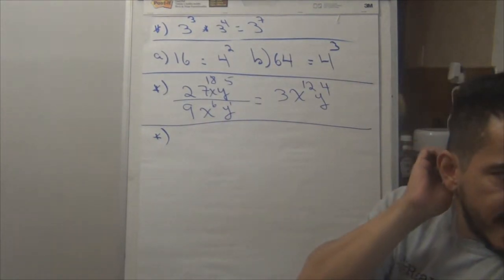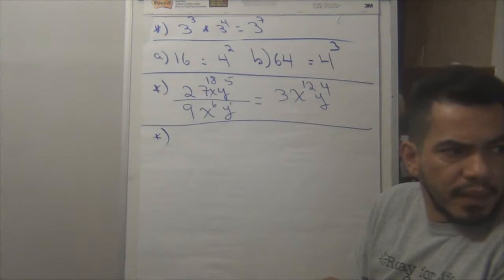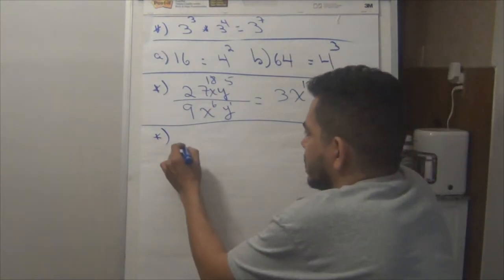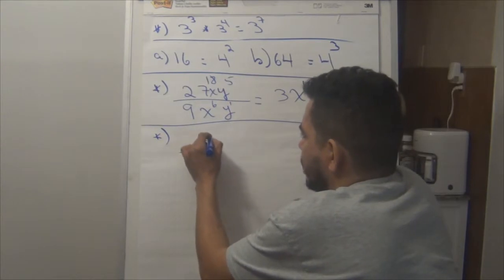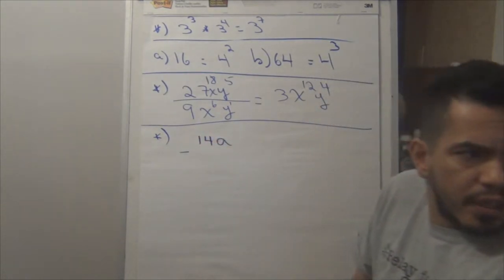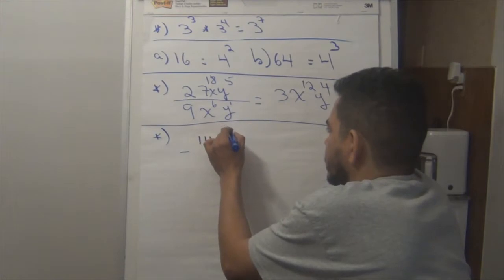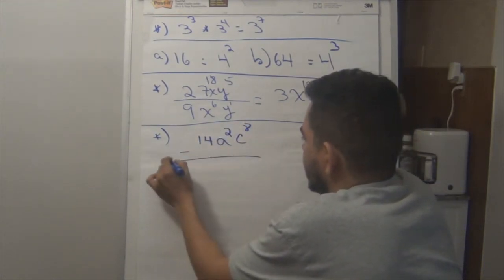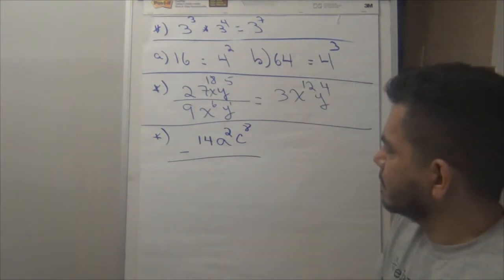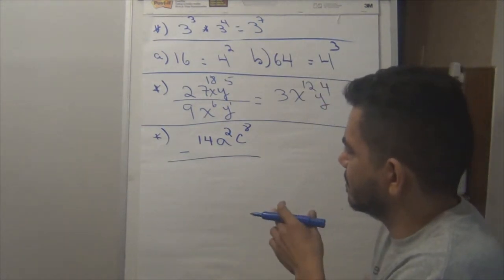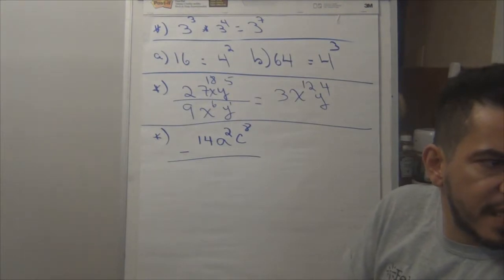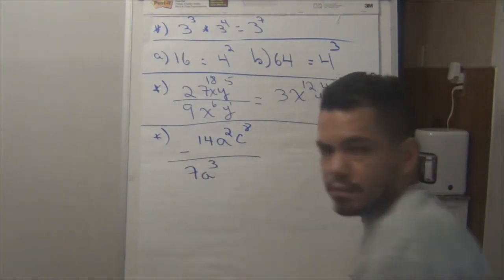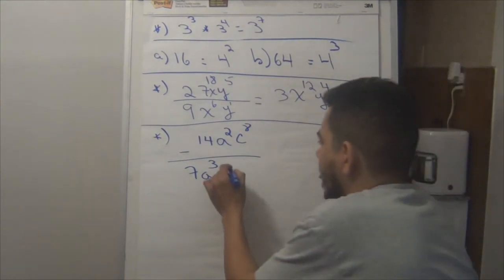Okay. Next one. Negative 14a to the 2nd c to the 8th, divided by 7a to the 3rd c to the 2nd.